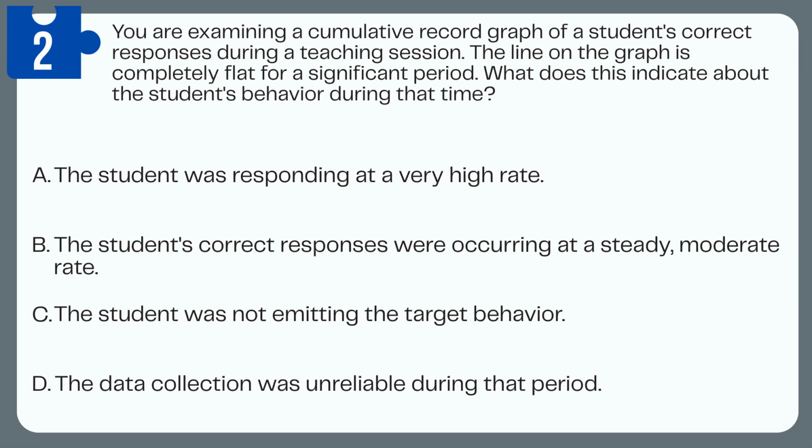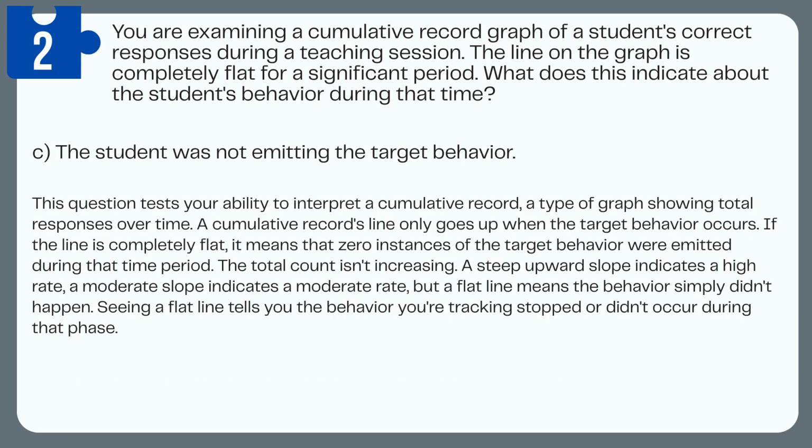C. The student was not emitting the target behavior. D. The data collection was unreliable during that period. Answer: C. The student was not emitting the target behavior. This question tests your ability to interpret a cumulative record, a type of graph showing total responses over time.